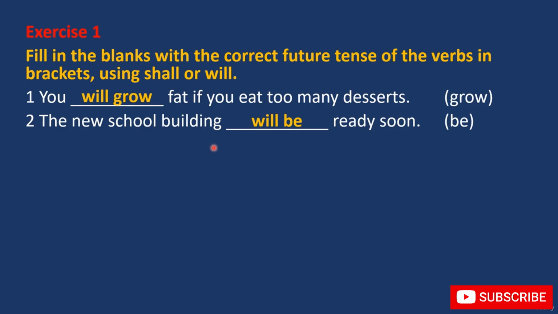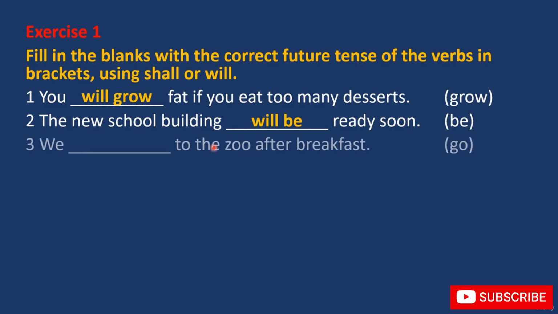I need you to try to answer before you watch the model answer. Number 3, we to the zoo after breakfast. We will go or we shall go. Excellent. Both are right. We will go to the zoo or we shall go to the zoo, because here I have we. Excellent.